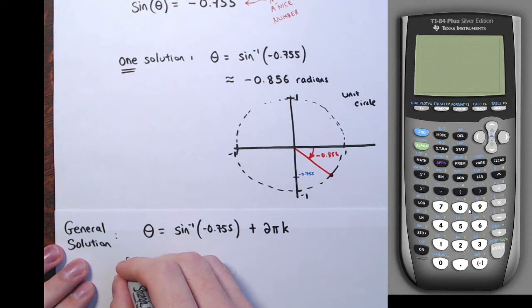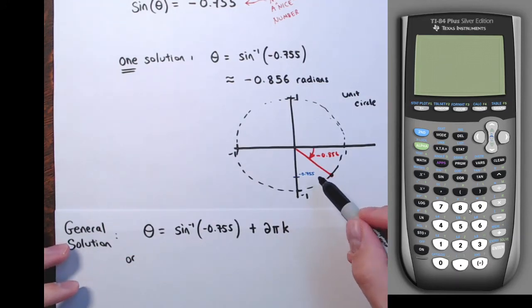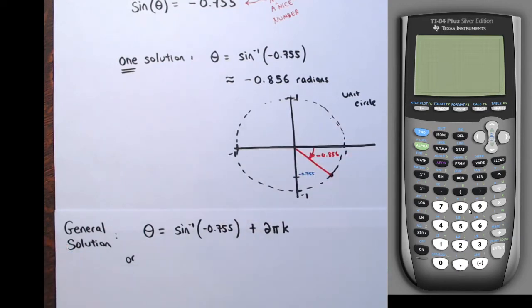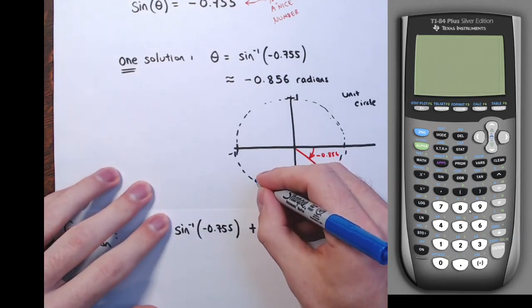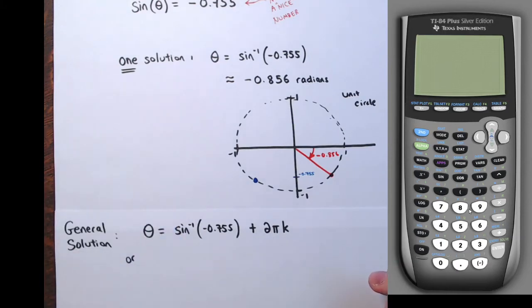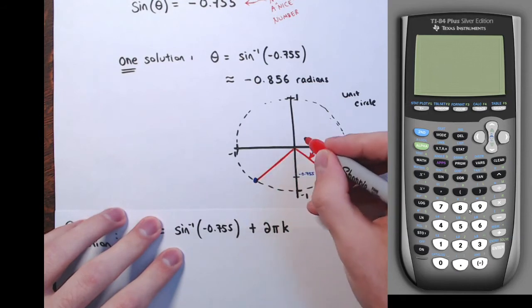Now that's not the only one, right? This is not the only point with that y coordinate on the unit circle. There's also this point over here on the unit circle. So what would this angle be?